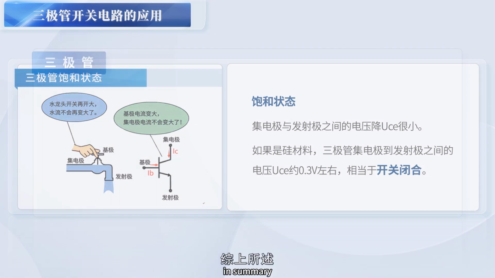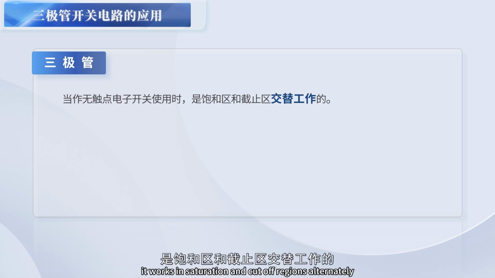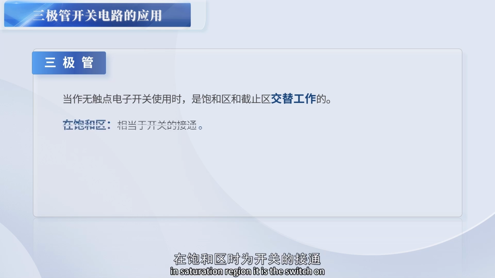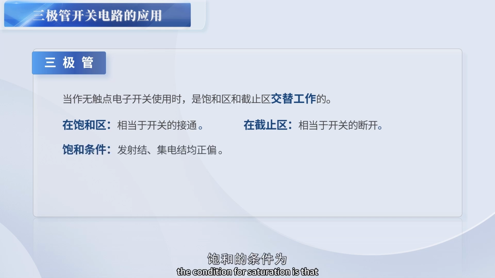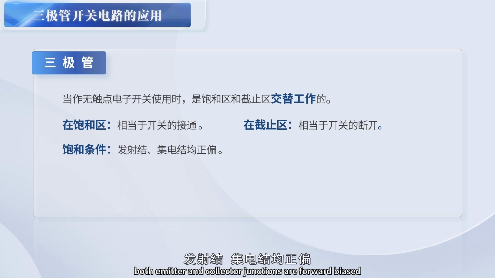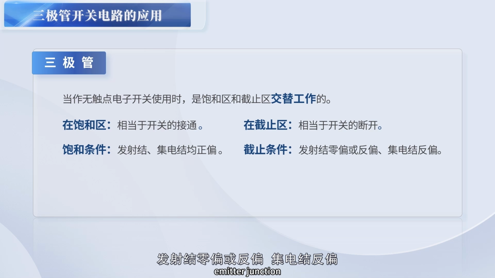In summary, we know that when a triode is used as a contactless electronic switch, it works in the saturation and cut-off regions alternately. In the saturation region, the switch is on, and in the cut-off region, it is disconnected. The condition for saturation is that both emitter and collector junctions are forward biased. The cut-off condition is zero or reverse bias of the emitter junction, and the collector junction is reverse biased.